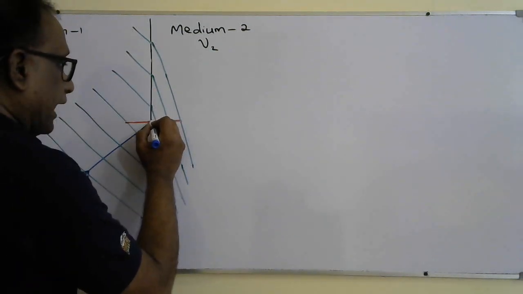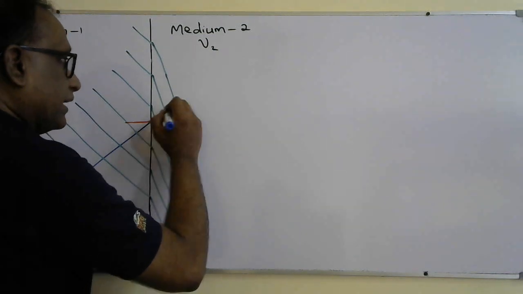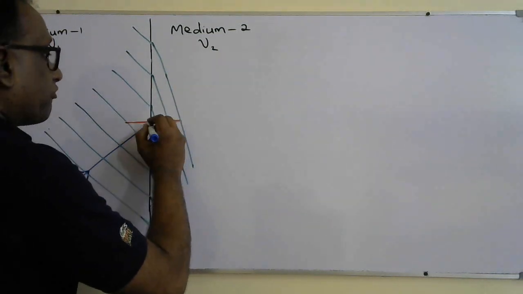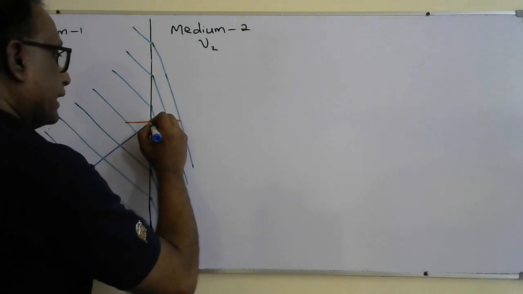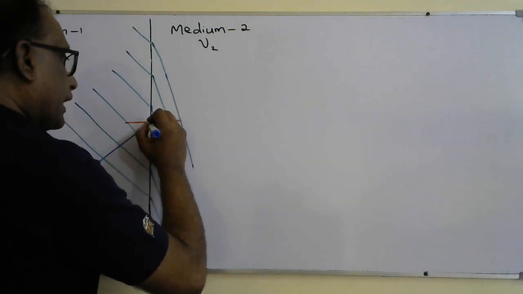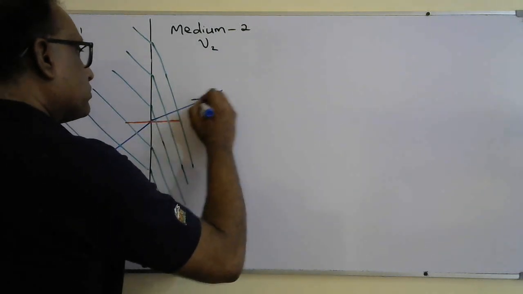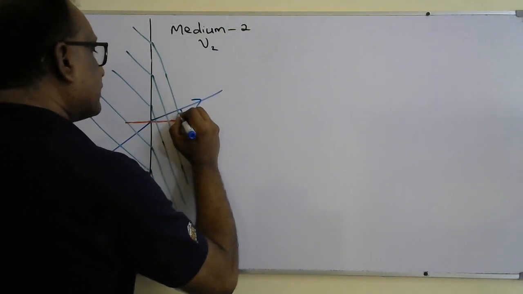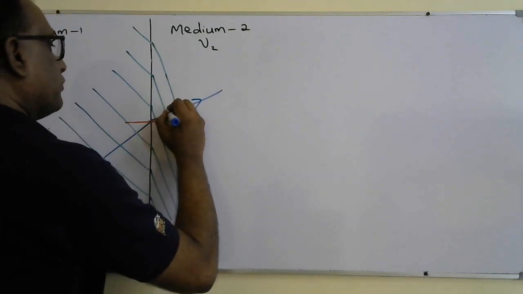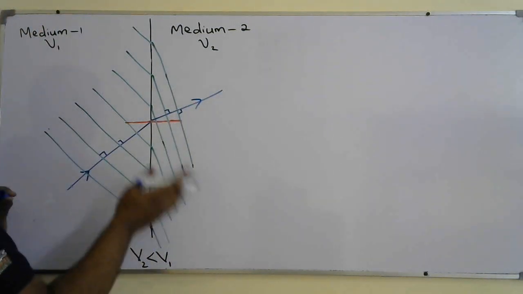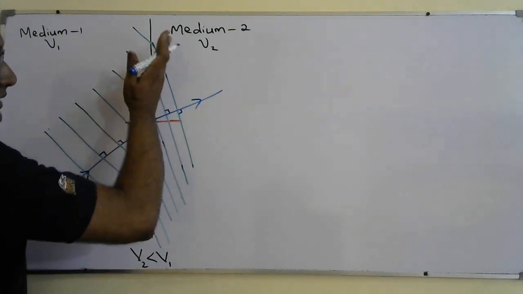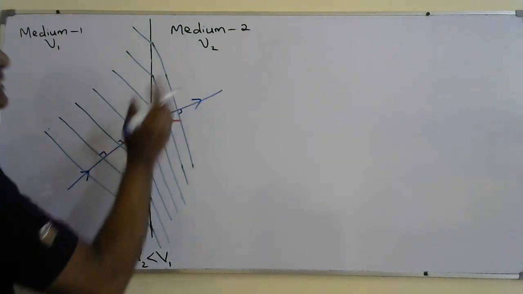I should draw a line perpendicular to the green color lines in the second medium from the point where the normal and the boundary meet. So if I draw a perpendicular line, I should draw like this. Here the blue color line is the ray that is perpendicular to the wavefronts. Here also perpendicular to the wavefront. So when I draw the ray in the second medium, you can see the ray is turning towards the normal.